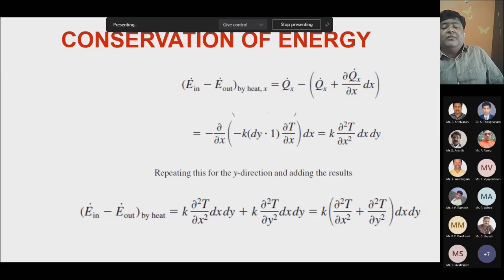So finally, when you simplify it, both the negative signs cancel out, and you get k into ∂²T/∂x² into dx dy. This is the heat that is conducted in the x direction. Similarly, if you take it for the y direction, you write it as k into ∂²T/∂y² into dx dy.